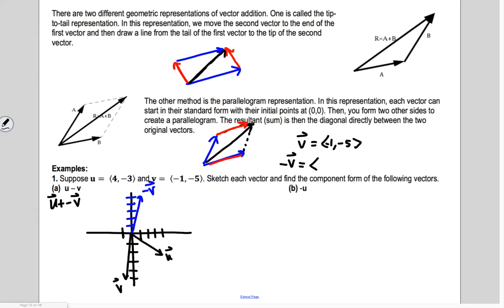So now I want to add these two together. So I want to add the blue one and the u together. So what do you think we're going to do geometrically? So that's where we're going to think about that parallelogram, right? So I'm going to take this v and I'm going to move it right here. So our resultant should be, if we've done it correctly, right there. Okay, that ends up being u minus v.